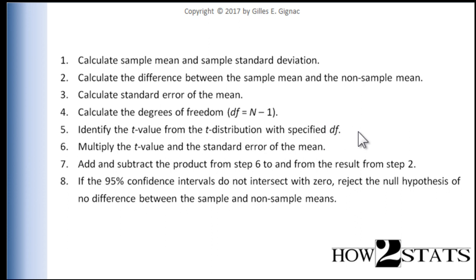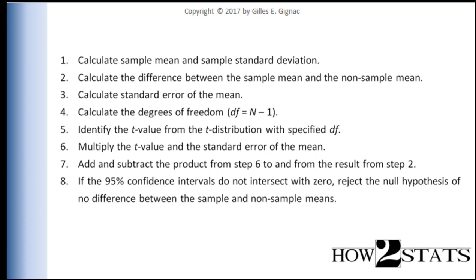It's exactly the same approach used with identifying the confidence intervals for the standard error of the mean. Multiply the t-value and the standard error of the mean. Same thing. Add and subtract the product from step 6 to and from the result from step 2. So step 2 is the difference between the sample mean and the non-sample mean. And then you add and subtract what you get from step 6 from that difference between the sample mean and the non-sample mean. And then finally step 8 is an interpretation of the result.